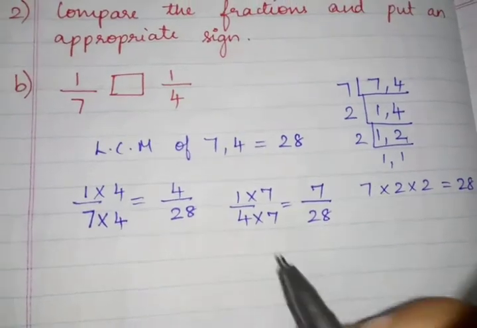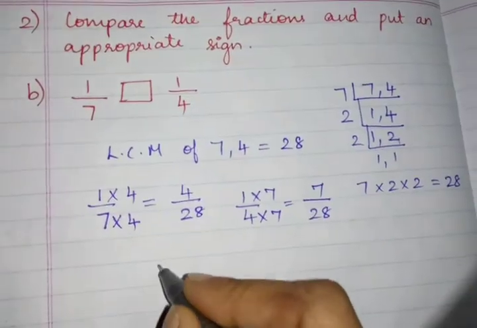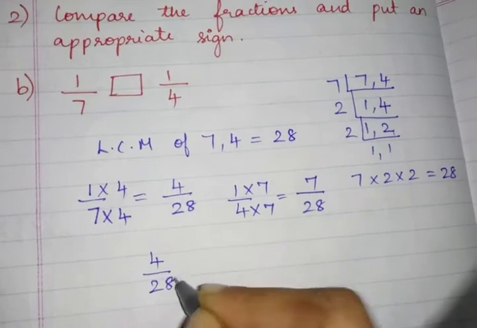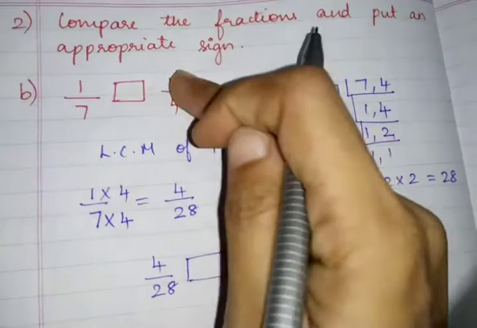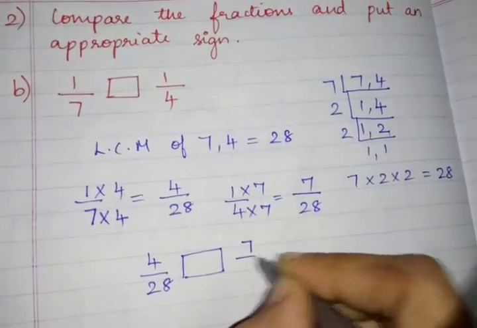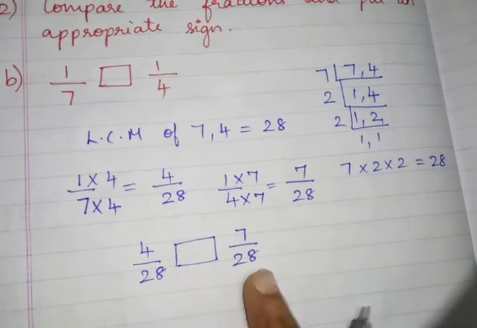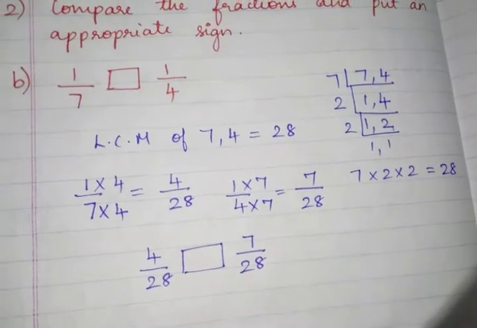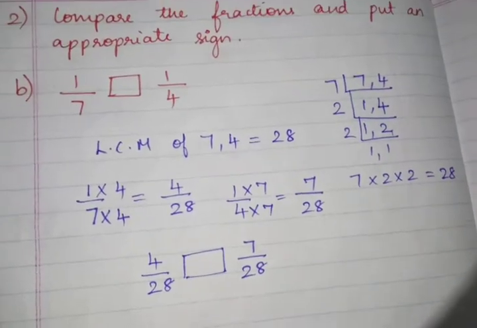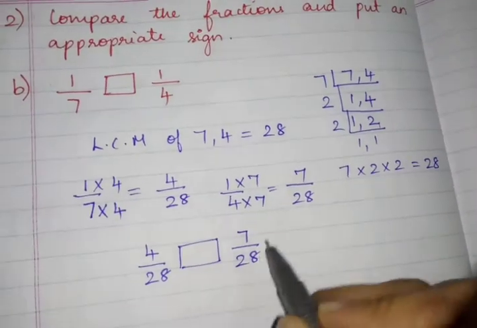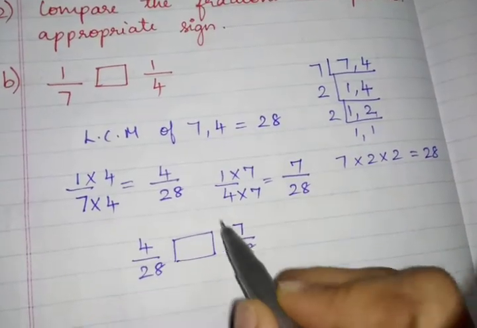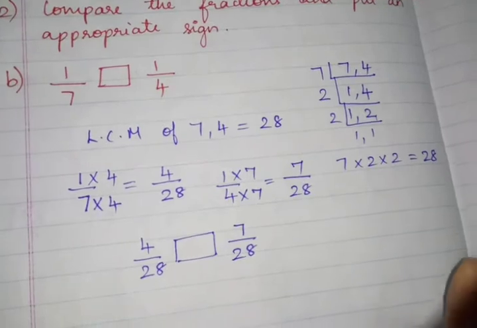So what will you do? Instead of 1 by 7 I will write 4 by 28 in a box. Instead of 1 by 4 I will write 7 by 28. Are our denominators the same? Yes. So what should you do? You can compare only our numerators. So what are the numerators? 4 and 7. In this, which is greater? 7.